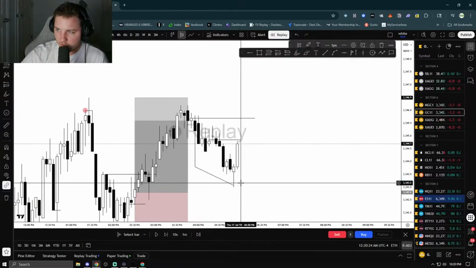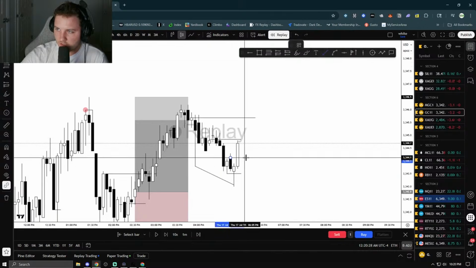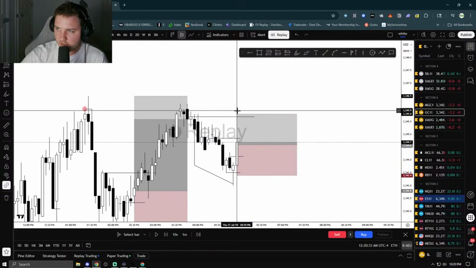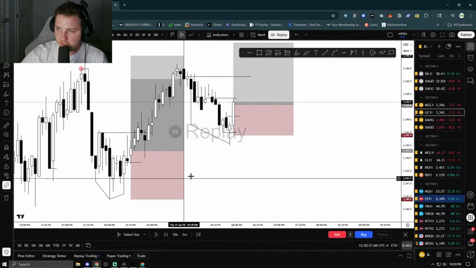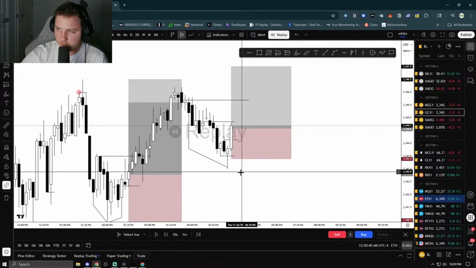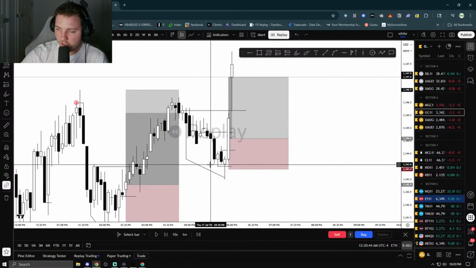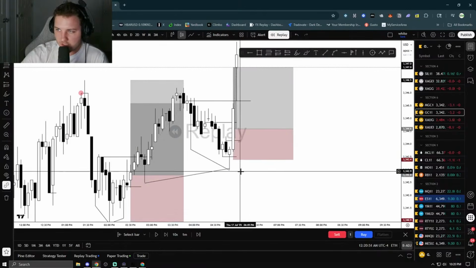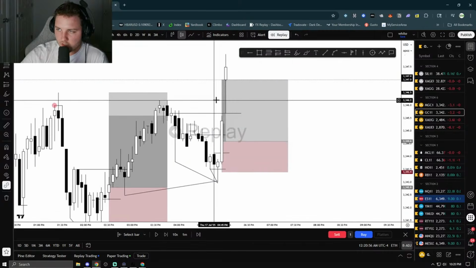Okay, so now we have the reversal signature, CISD, SMT. You could either get in here, stop 50%, 2R. And then you can move this to break even, right? Because this is a protected low. And then bam. So expansion met with retracement, reversal signature, SMT, maybe two-stage SMT. It's just something, right? And then we expand.